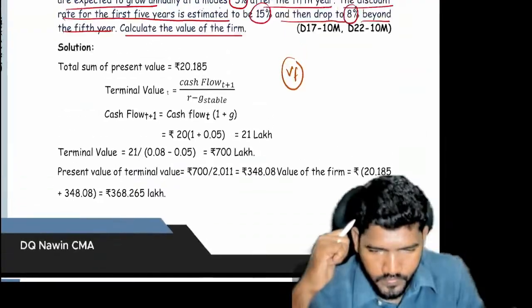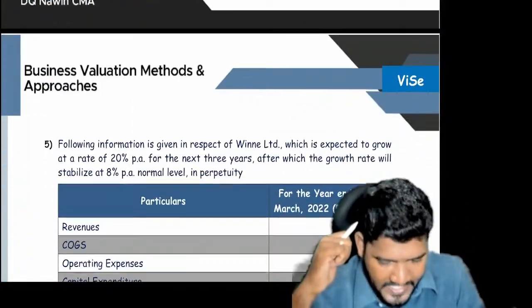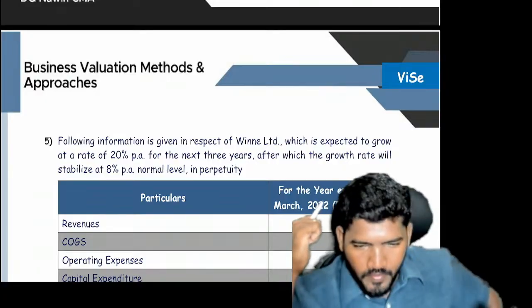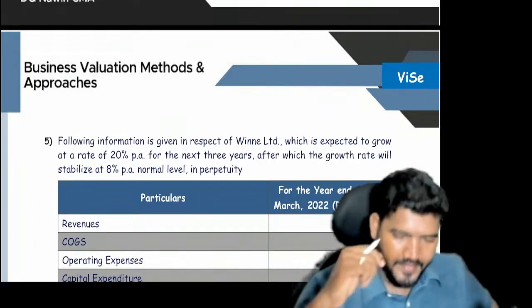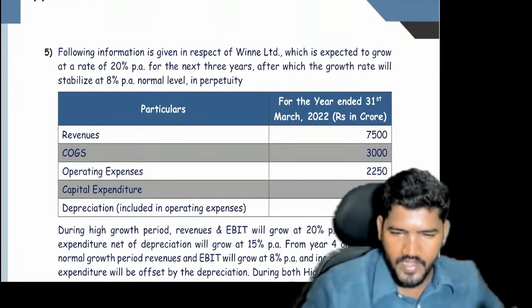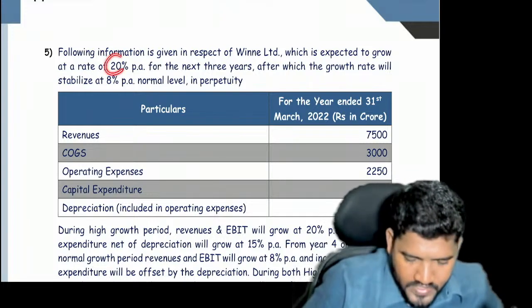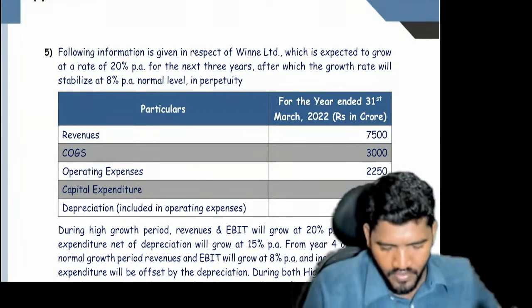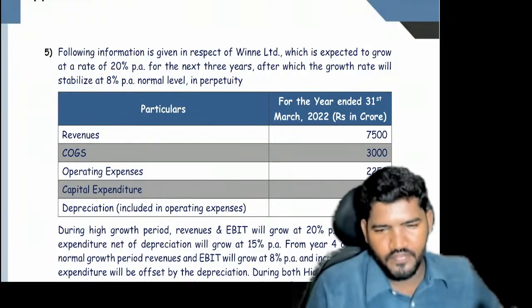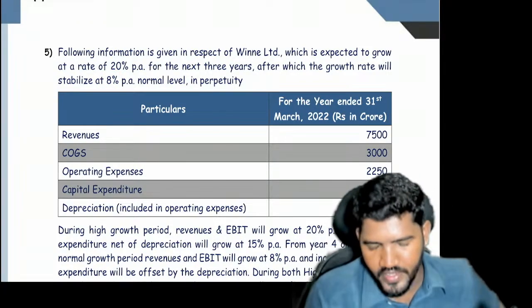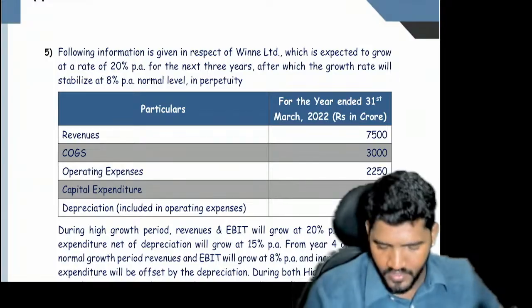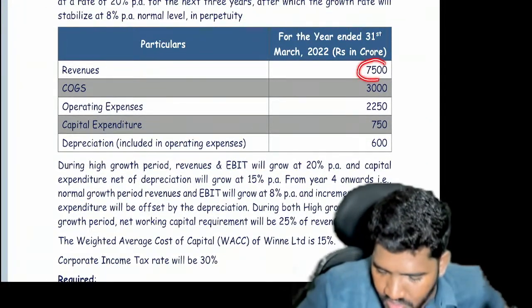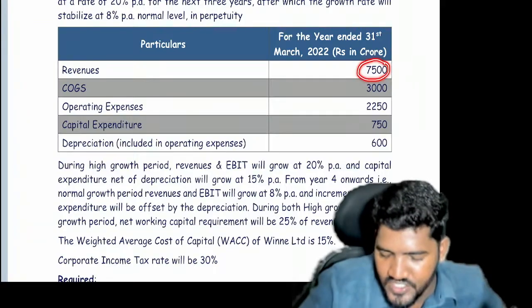When it comes to illustration number 5, the following information is given in respect of Mind Limited. So I will directly explain what is happening in this question. Sales and EBITDA grow at 20% for forecasted life, 8% for perpetual life. So forecasted is growing as well as perpetual is also growing. Okay. So don't take it as a first year value. It is a 0 period value.